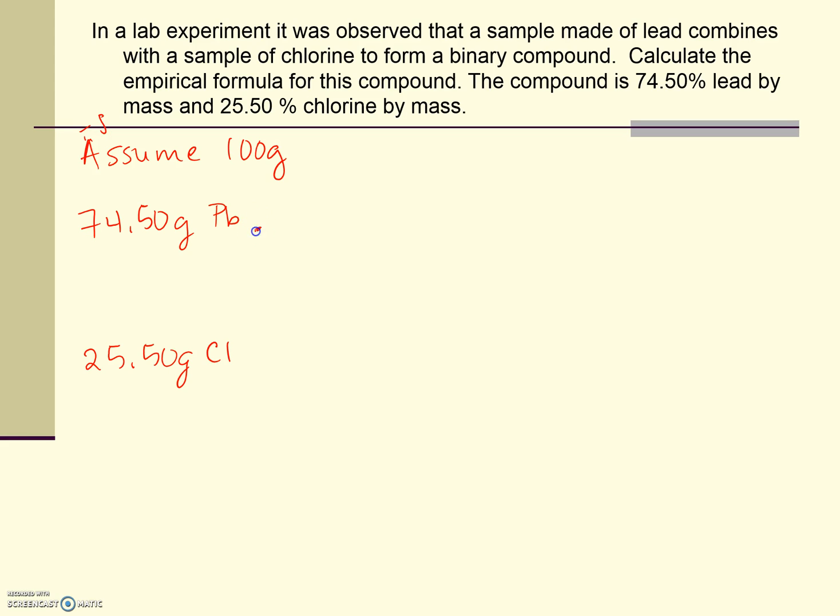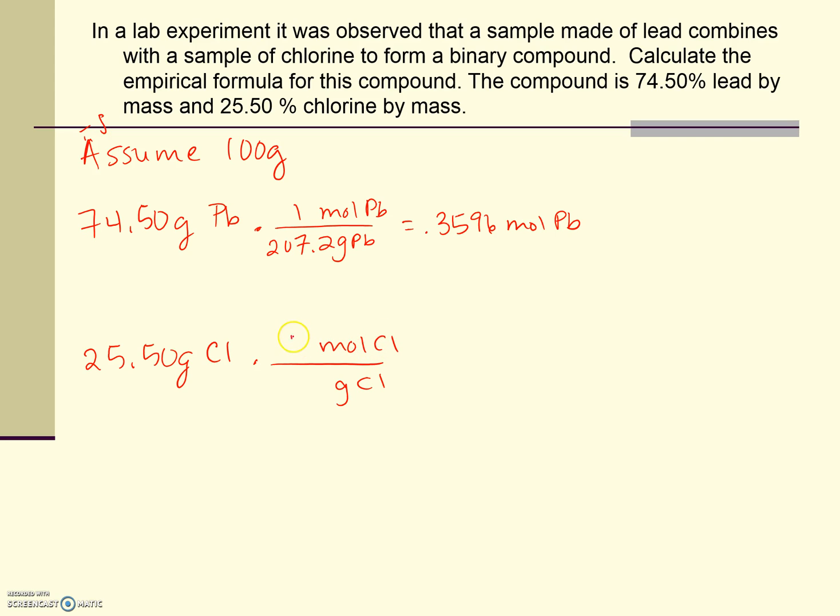Now I'm up to my same step. I need to convert to moles. So grams of lead goes on the bottom, moles of lead goes on the top. It's 207.2, so here I get 0.3596 moles of Pb. Chlorine, I have to do the same thing. Grams of chlorine goes on the bottom, moles of chlorine goes on top. 1 mole of chlorine, 35.45, and I get 0.7193 moles of Cl.